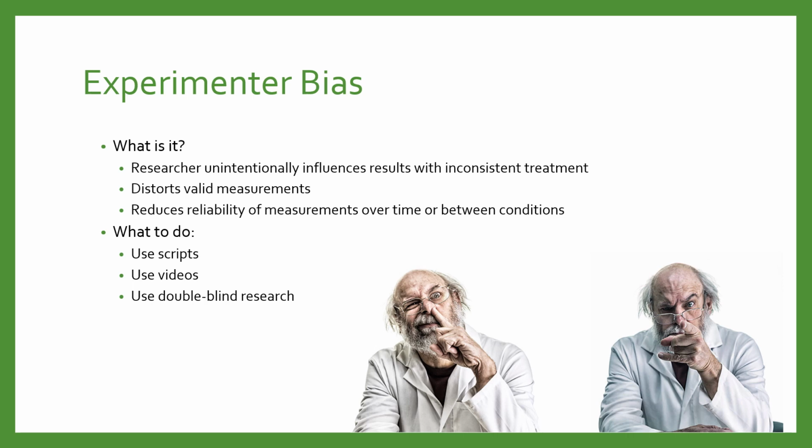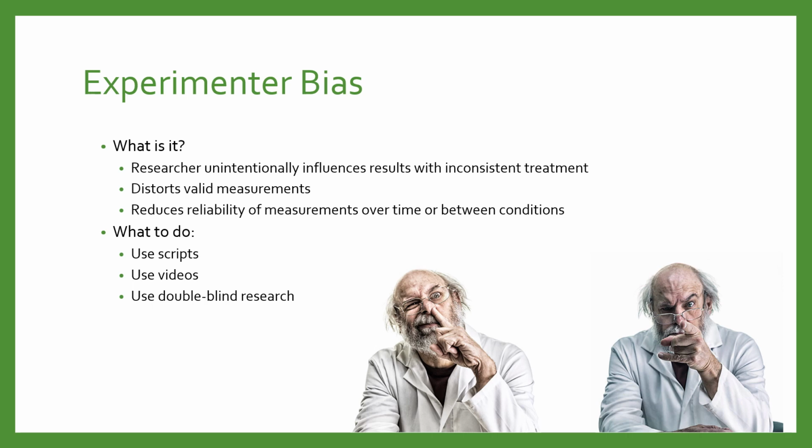Experimenter bias is when the researcher unintentionally influences results with inconsistent treatment of sample members due to their expectations, beliefs, bias, errors, or even changes in mood, right? You can see our two different versions of our researcher down here. One's being goofy and one's being very surly and serious. And maybe he was just in a better mood the day that he interacted with condition 2.